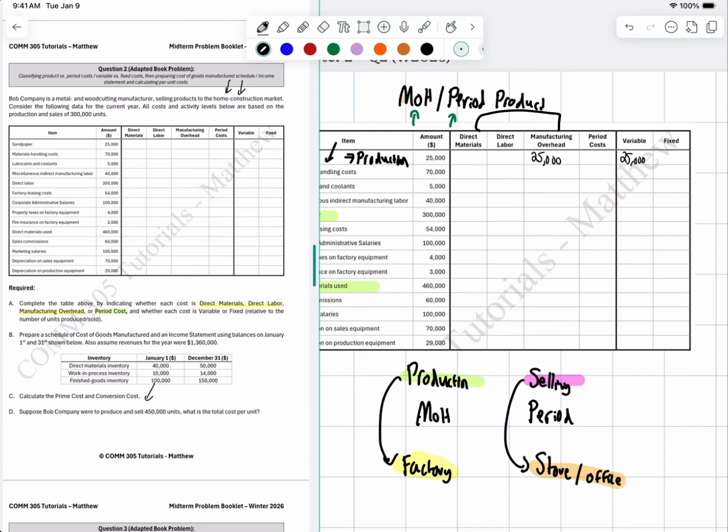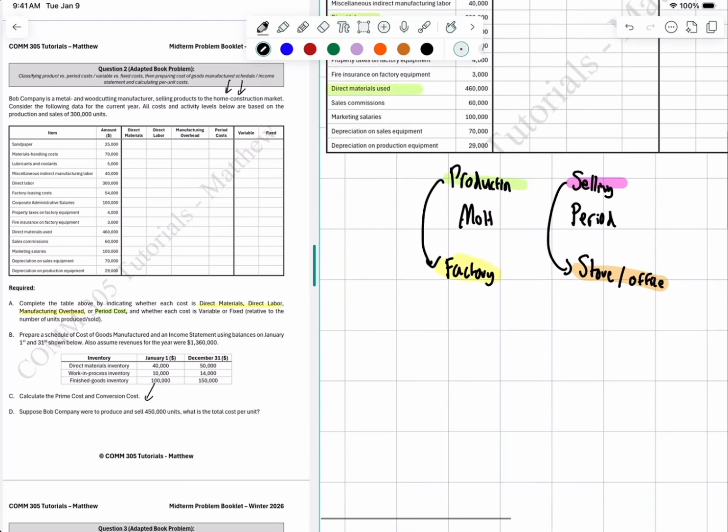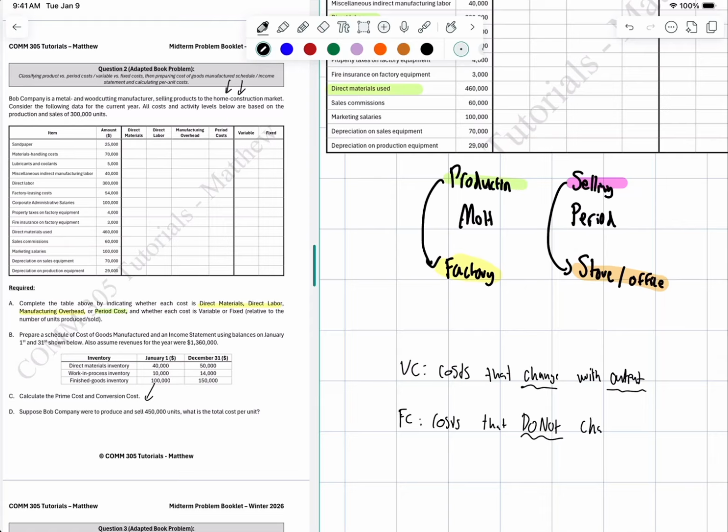Okay, so remember, guys, a variable cost is a cost that changes with output. So variable cost, VC, costs that change with output. All right, so the key word output means if you make more or less. So it changes when you make more or less, right? Whereas fixed costs, just so you guys understand, costs that do not, and let's underline that, change with output. Okay, so fixed cost, guys, it's fixed. It does not move. So whether you make more or less, it does not move.